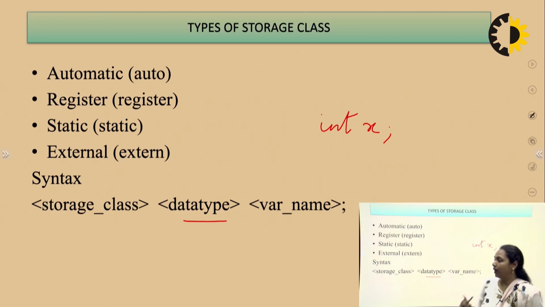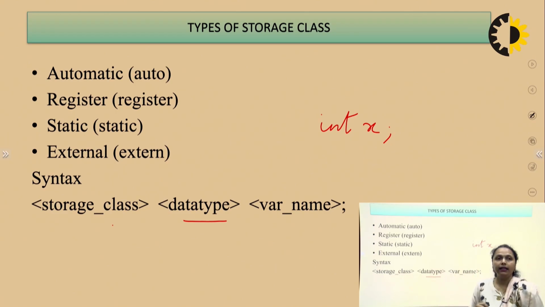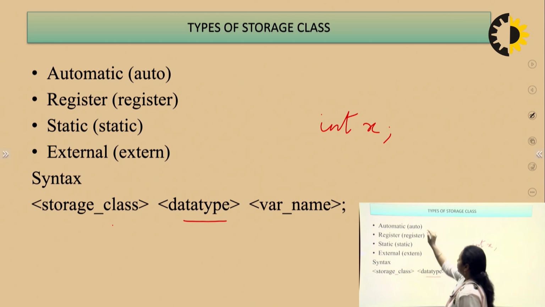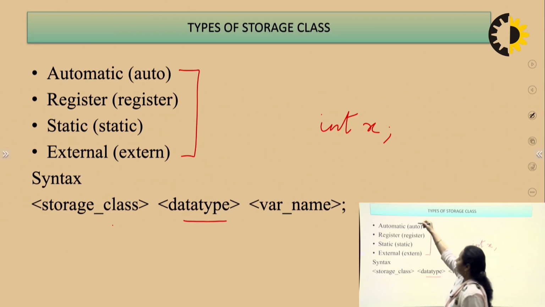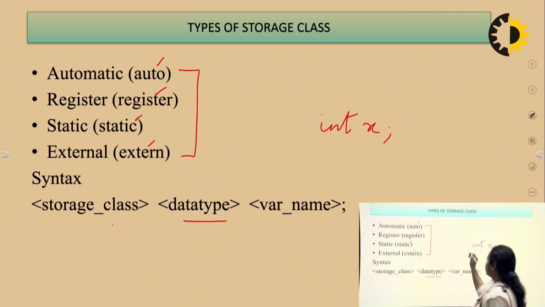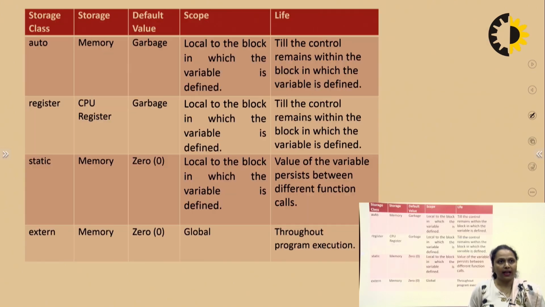But now one keyword, that is a storage class, is added before writing the data type, and this storage class can be any of these 4. So I can write auto for automatic, register for register, static for static and extern for external. Suppose I want to use the auto storage class, then my declaration will be auto int x. In this way we are going to declare or use a storage class in our program.